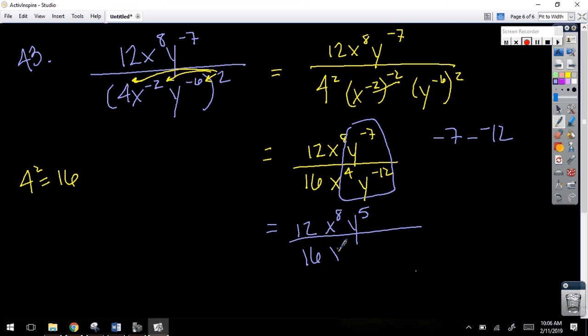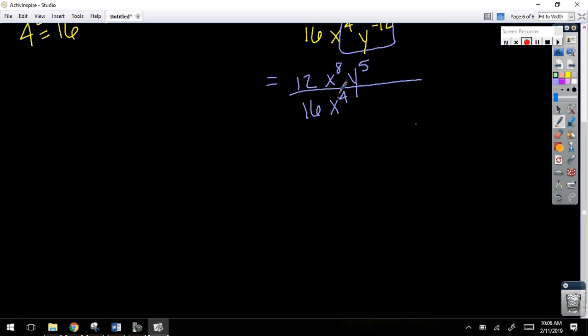Okay? I've still got 16 and I've still got x4. Oh, you subtract 8 of... That'd be 4. Subtract what? What are you subtracting? The x's? Okay. 8 minus 4 is 4. Y5 is still there. 16 still in the bottom.